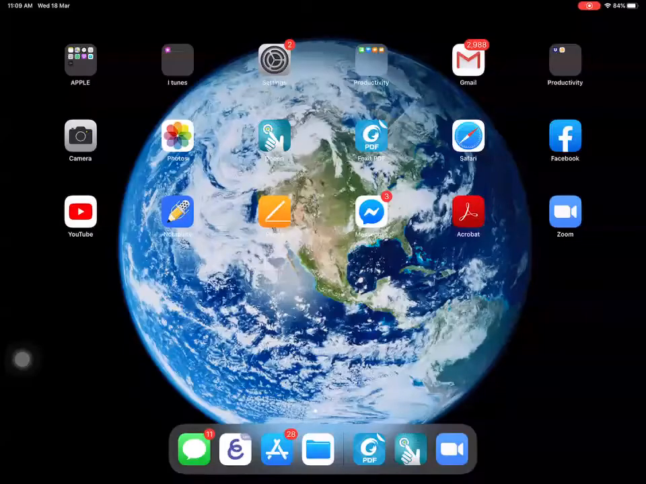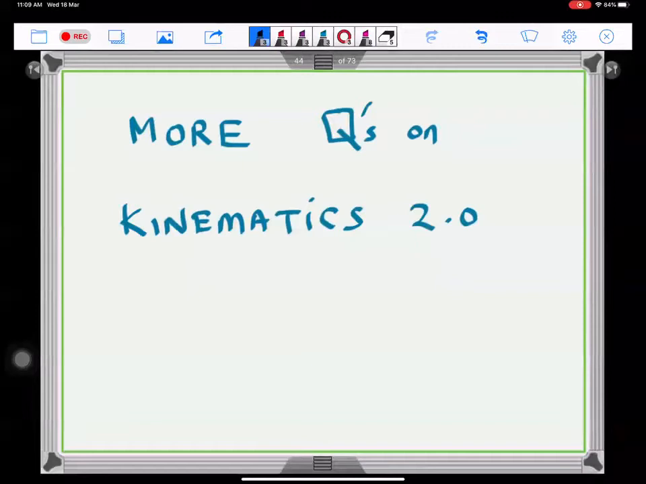Starting with questions related to kinematics. Today will be the last class of kinematics questions, and in today's class, the questions are more difficult than yesterday. What you have seen over the passage of time is that in kinematics, the formula is straightforward. I'm talking specifically about kinematics 2.0, that is, differentiation and integration.